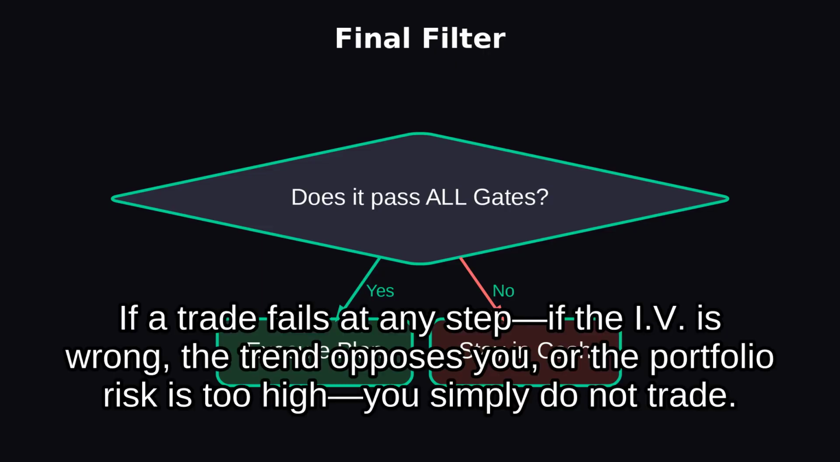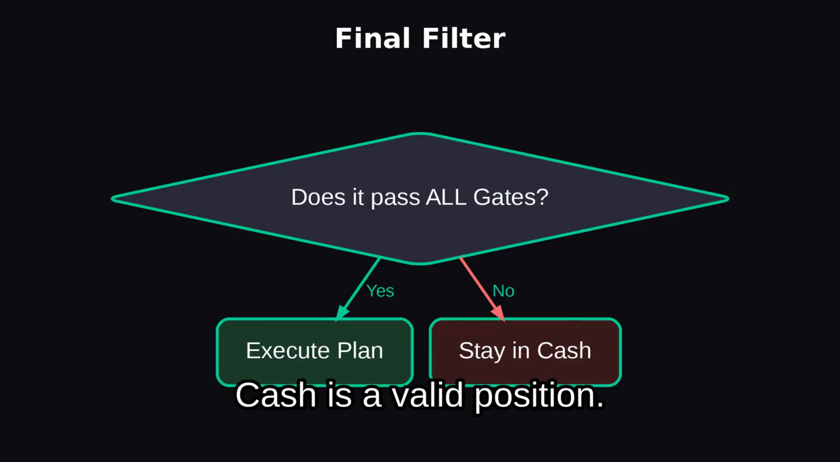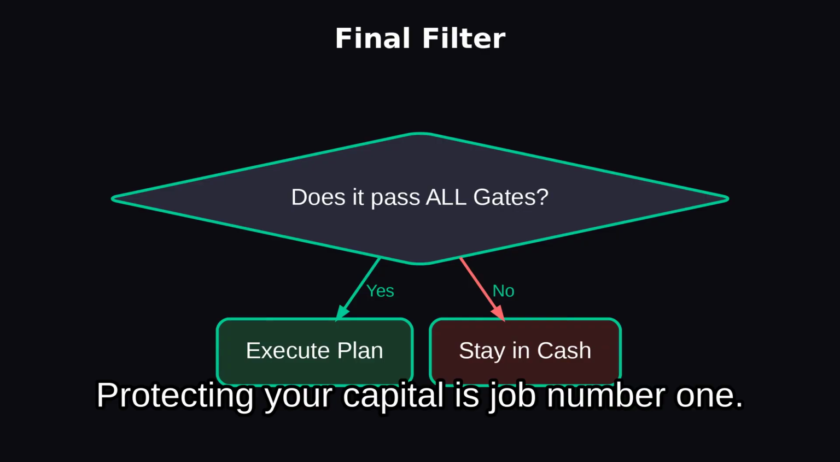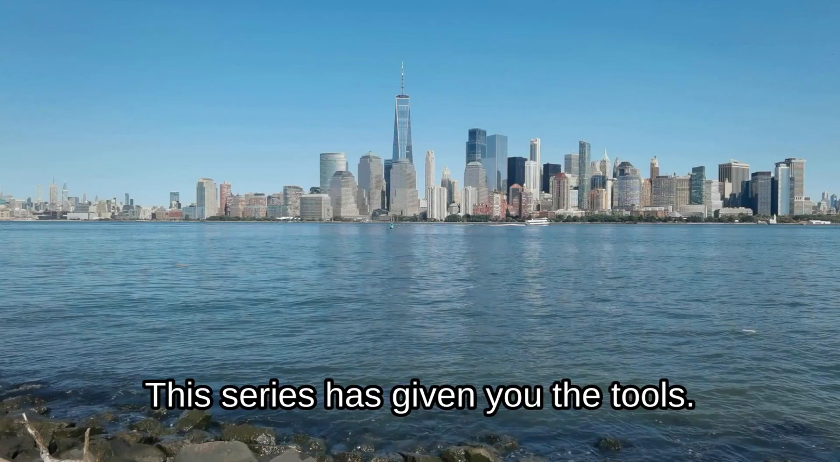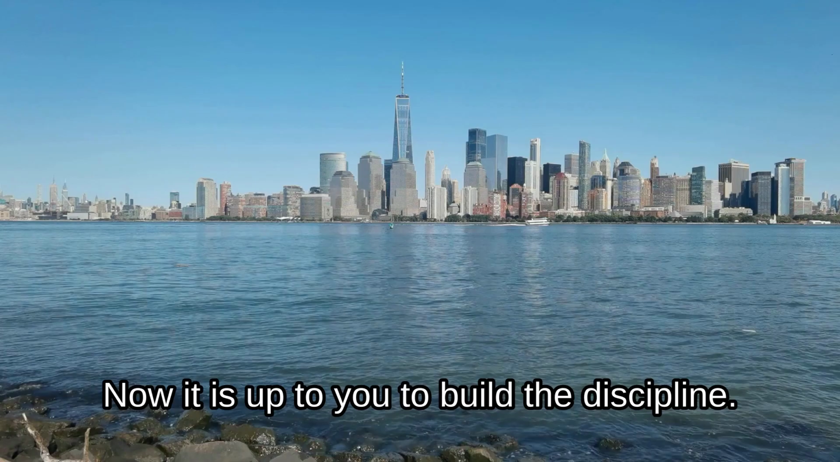If a trade fails at any step, if the IV is wrong, the trend opposes you, or the portfolio risk is too high, you simply do not trade. Cash is a valid position. Protecting your capital is job number 1. This series has given you the tools. Now it is up to you to build the discipline.